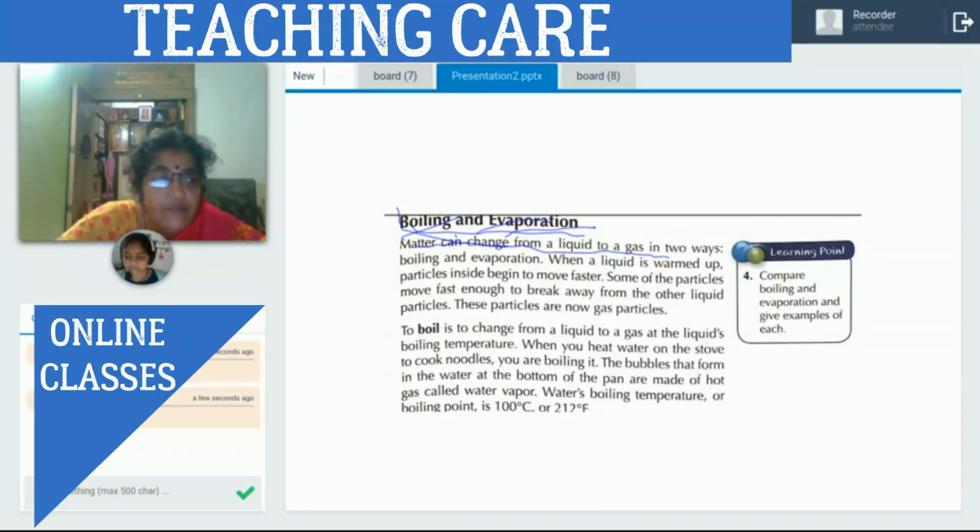Matter can change from a liquid to a gas in two ways: boiling and evaporation. When a liquid is warmed, particles inside begin to move faster. Particles move fast enough to break away from the other liquid particles. Now the particles are called gas particles, right? Okay, next.